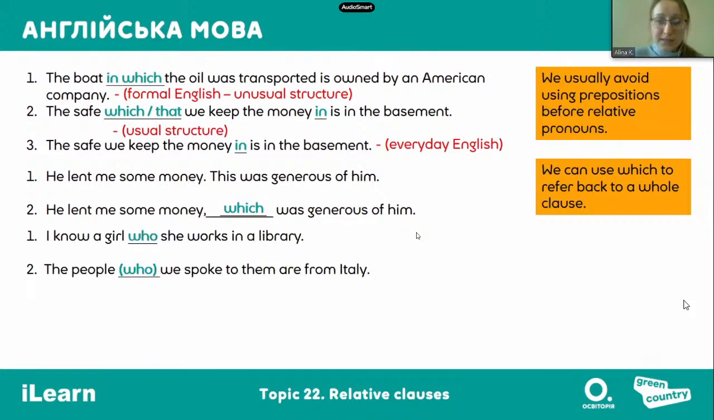Okay, let's go next. I know a girl who she works in a library, and the people who we spoke to them are from Italy. So where are the mistakes in these two sentences? What is wrong with these two sentences? I know a girl who she works in a library. The people who we spoke to them are from Italy.